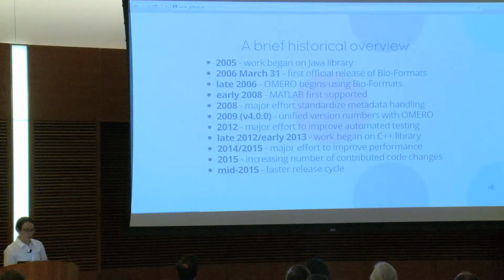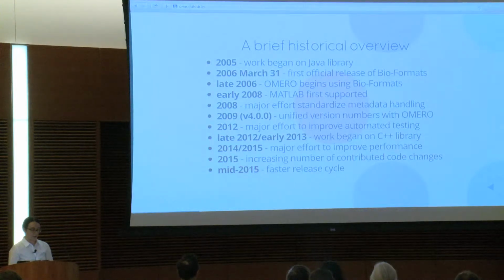So to give a little history, development on the Java library began here in Madison in mid-2005. So it's currently in its 10th year of active development. The first public release was in March of 2006, and the primary usage in these early days was really as a plugin for ImageJ. We didn't have a broader community at that point.